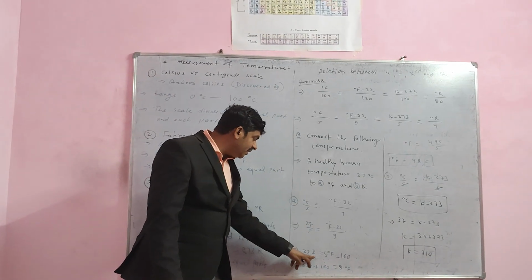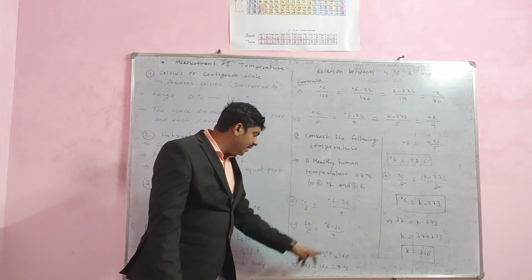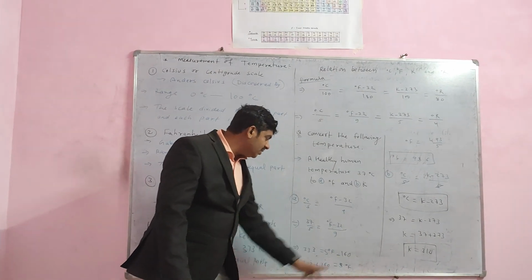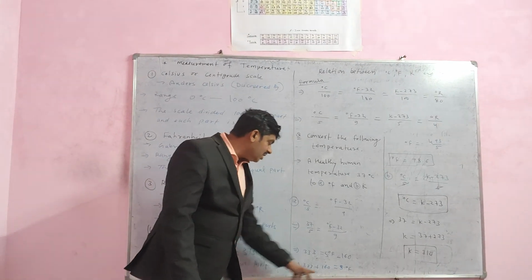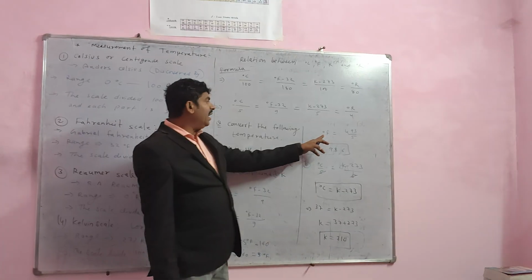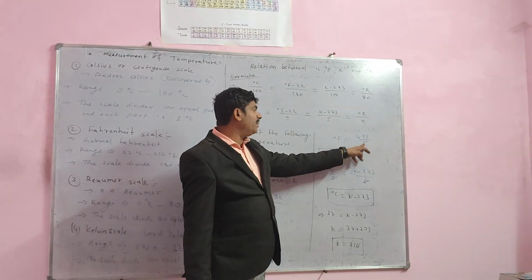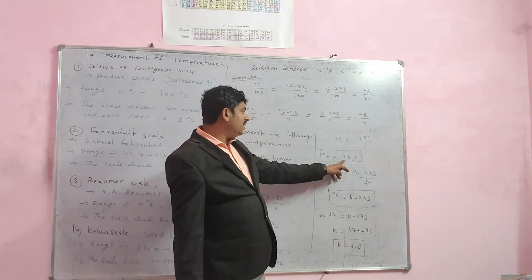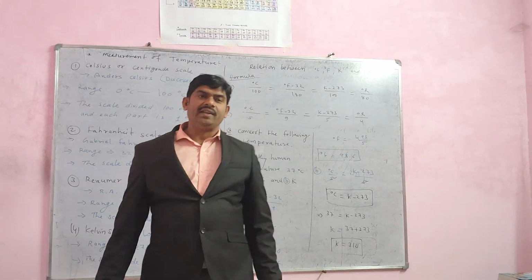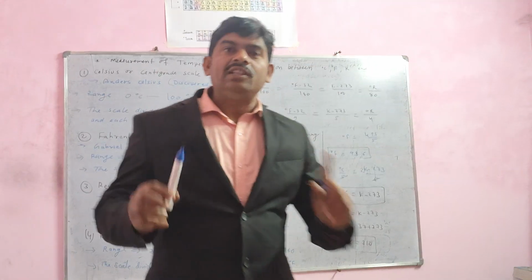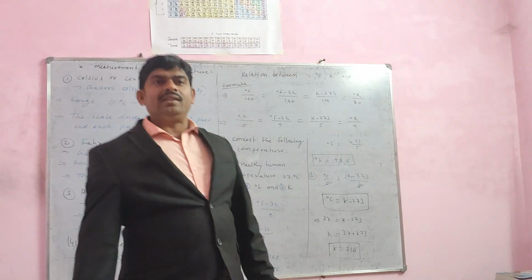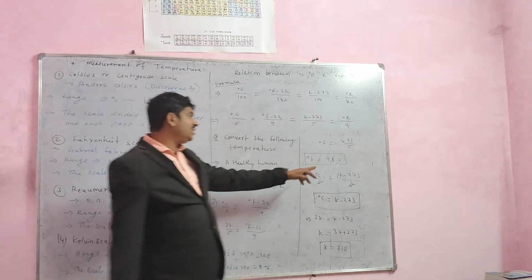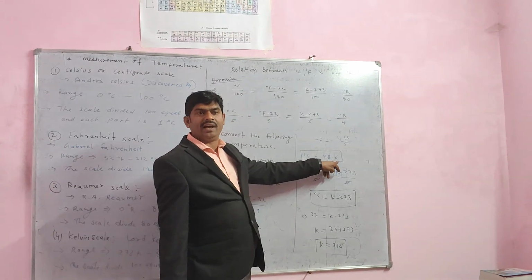We get 333 equals 5 times F minus 160, since 37 times 9 is 333. After transposing, we get F equal to 493 upon 5. After dividing by 5, finally you will get 98.6 Fahrenheit. It means the healthy human temperature in centigrade is 37 degrees centigrade, but in Fahrenheit it is 98.6 Fahrenheit.